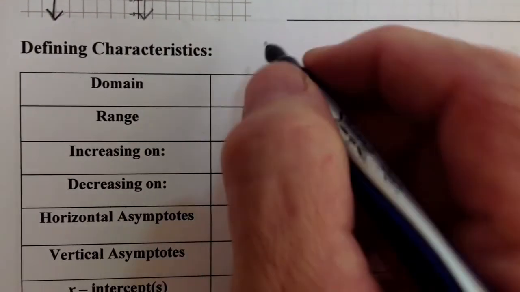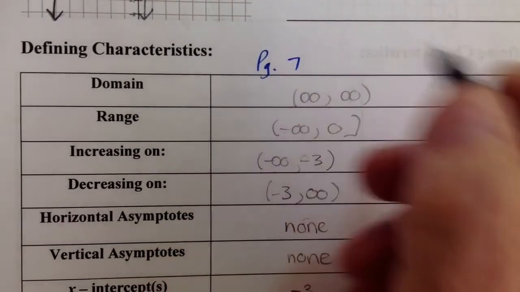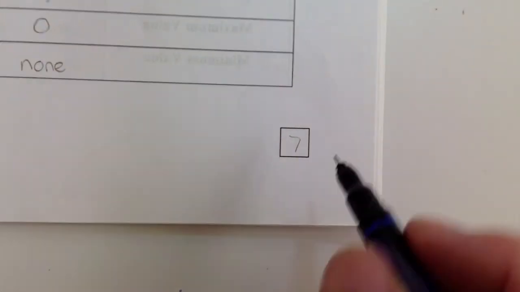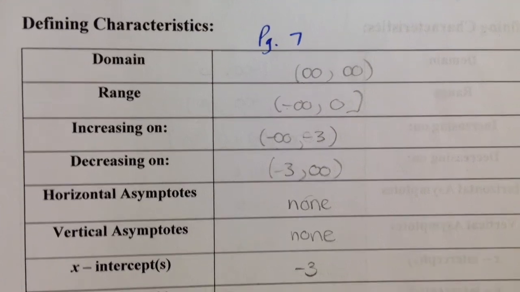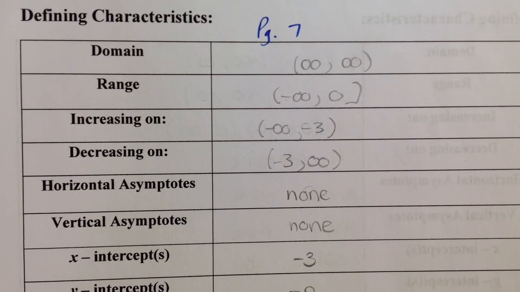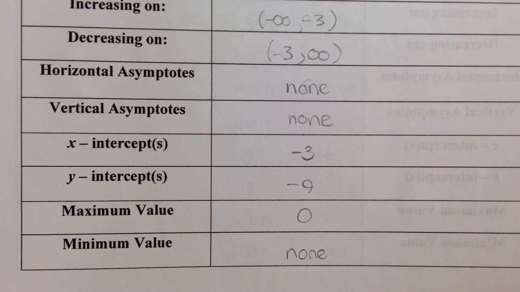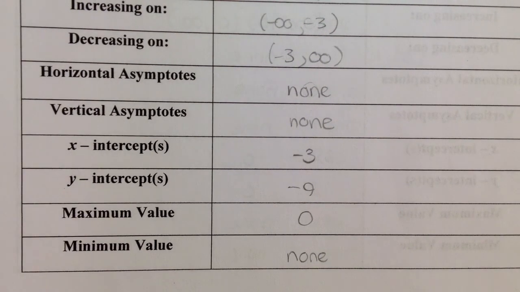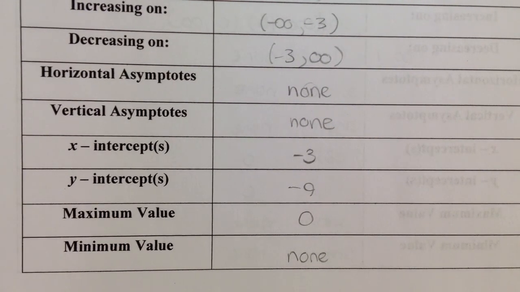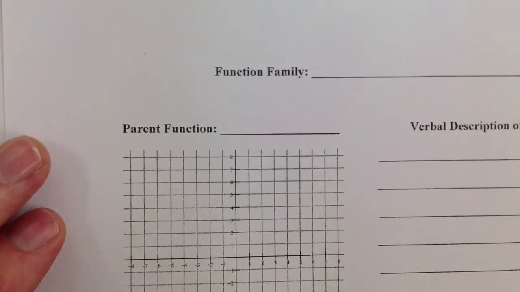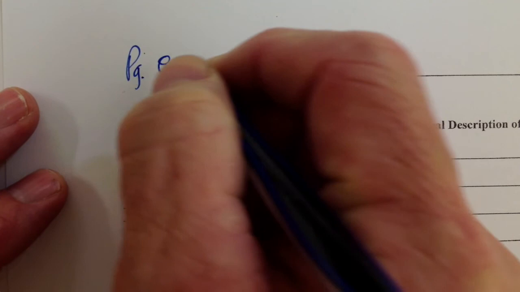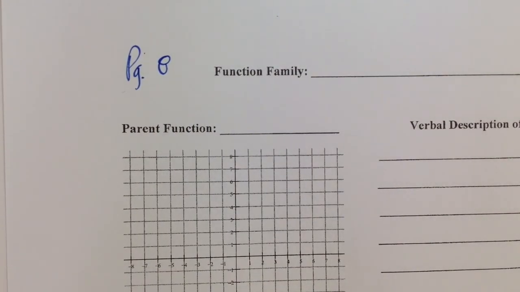This again is page 7. So you should put a 7 in the lower right-hand corner, okay? Put a 7 in that box. Page 7, the transformation of the y equals x squared. Okay? And then we have down to the minimum value. Okay? And now we have page 8. Page 8 I will do in the next video.